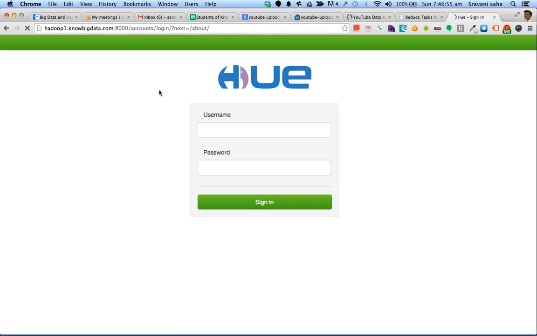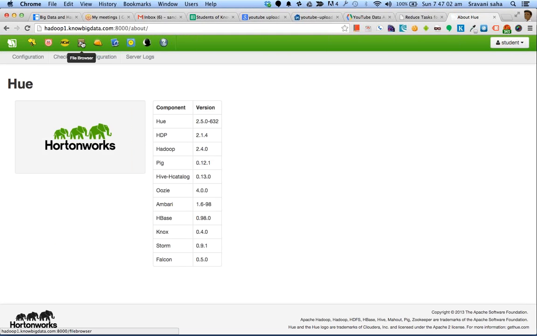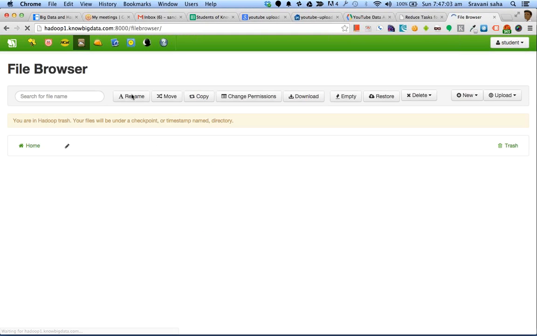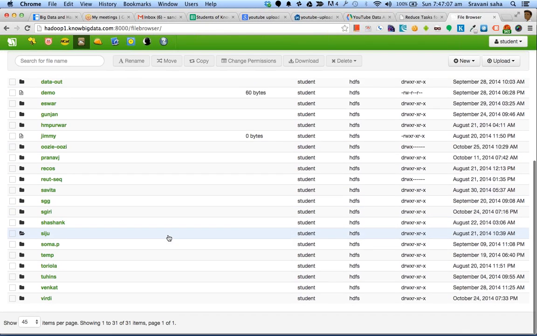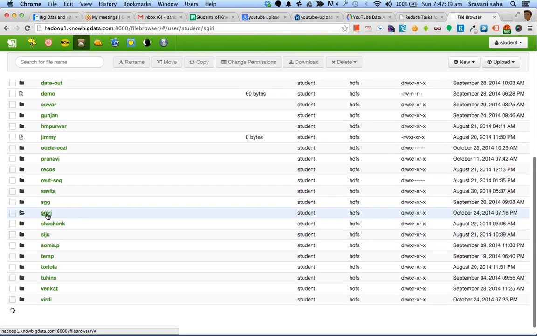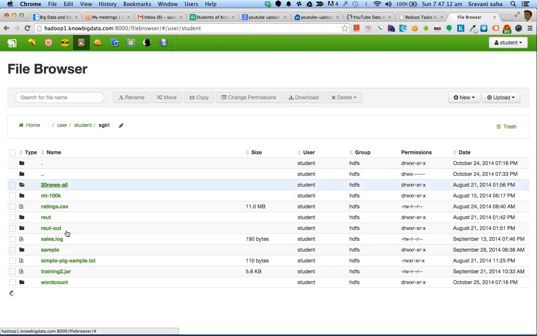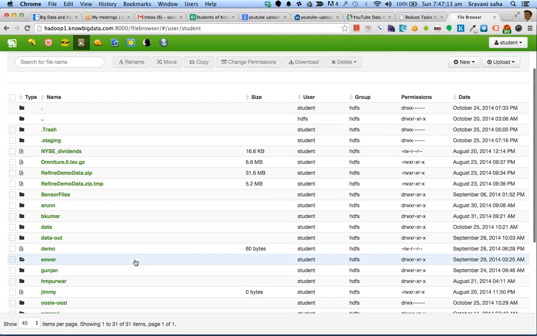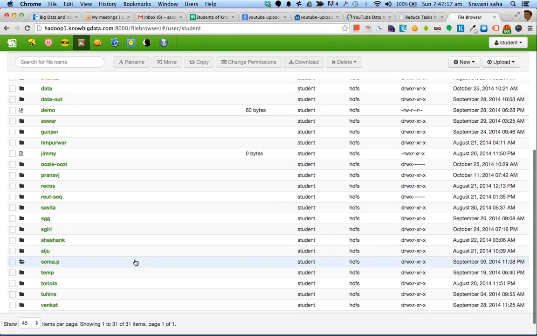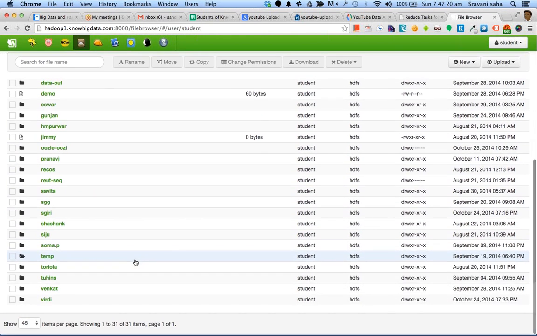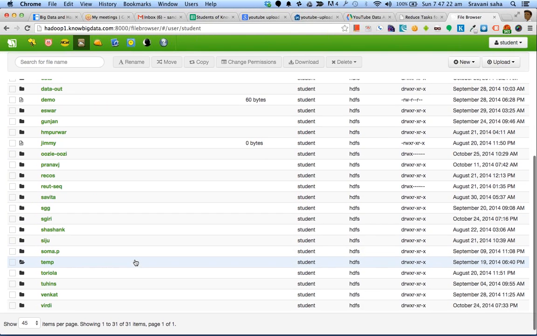You can see the HDFS from the web interface also, and this is how you see it. You go to your file browser, and there you will see these are your folders. Create your own folder over here before working. So did anybody create their folder? I don't see your folders. No, you haven't created. None of you have created.